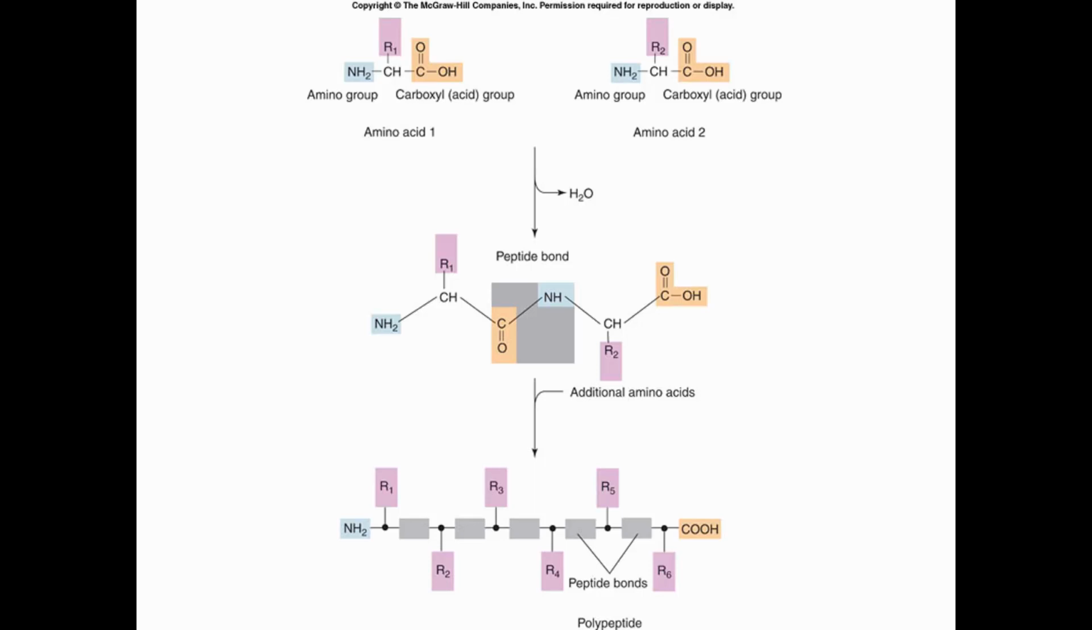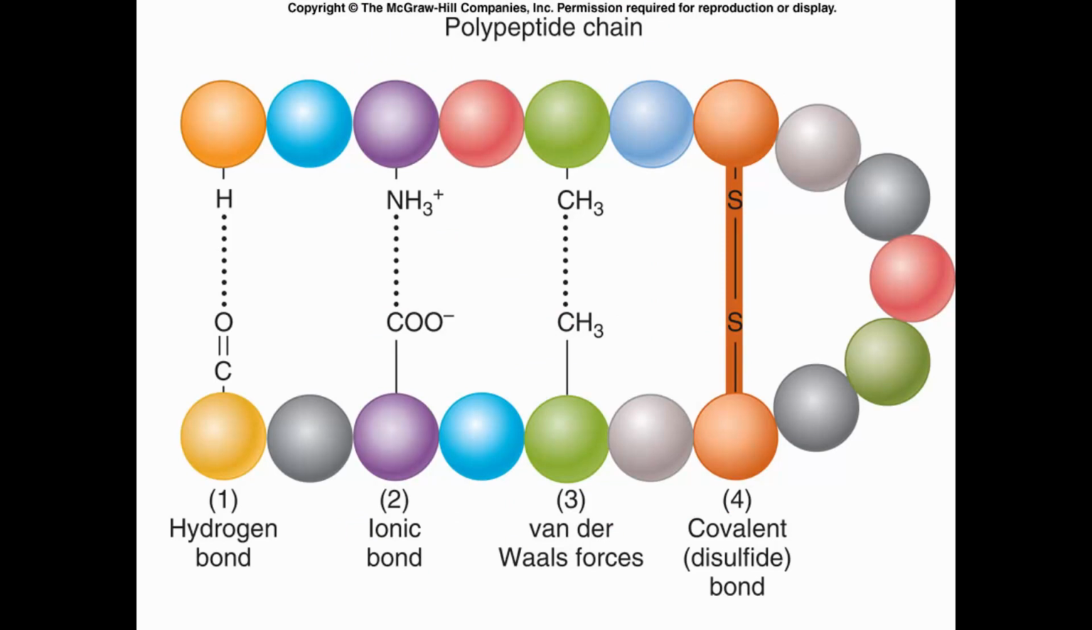So we use dehydration synthesis. Here's an amino acid, here's an amino acid. We remove a water and form a peptide bond between the carboxyl group and the amino group. And so as we add peptide bonds, we form the primary structure of a peptide, and the remainder groups hang off the side and give the protein its unique characteristics.